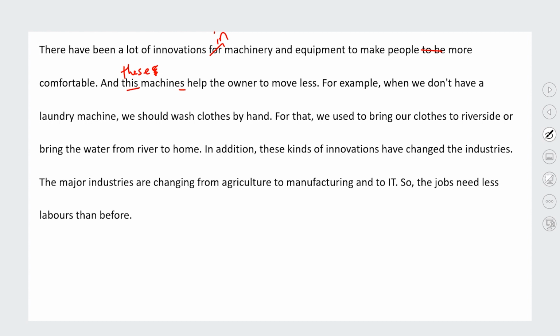these machines help the owner to move less. For example, when we don't have a laundry machine, we should wash the clothes by hand. Laundry machine, we would just call it a washing machine. So a washing machine is for clothes and a dishwasher is for your cups and plates.